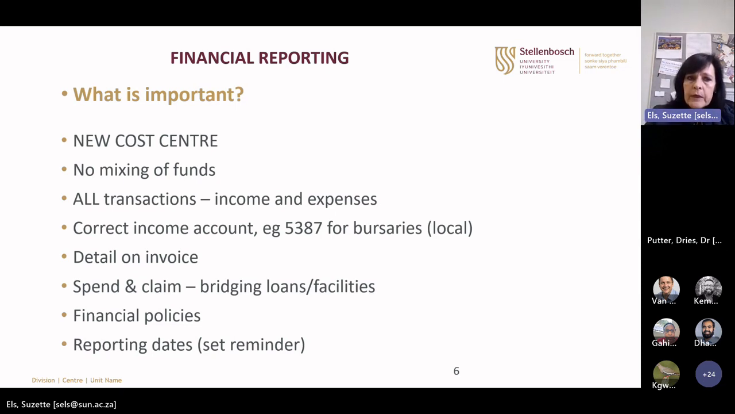When you issue the invoice, make sure that on the invoice description, and I must mention that this is in our current financial system that we still have.